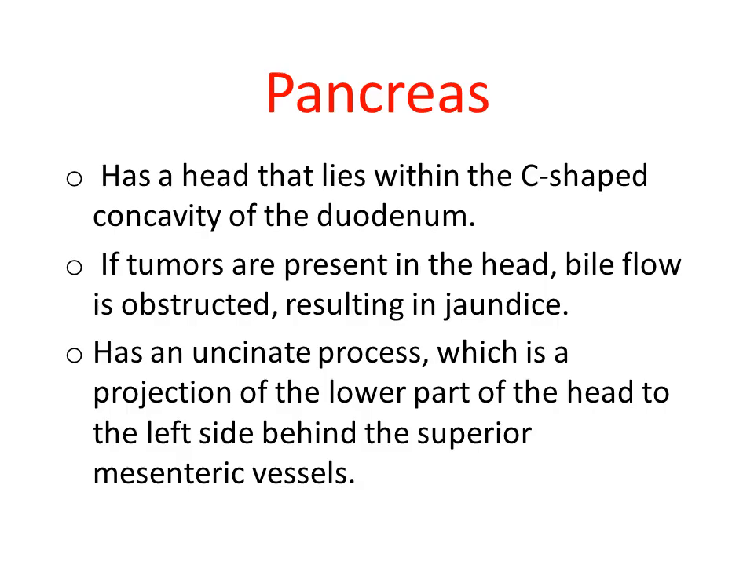The pancreas has a head that lies within the C-shape or concavity of the duodenum, and one of the important clinical correlations here is that if a tumor is present in the head of the pancreas, bile flow will be obstructed, and that could lead to obstructive jaundice. It also has an uncinate process, which is a projection of the lower part of the head to the left side, behind the superior mesenteric vessels.